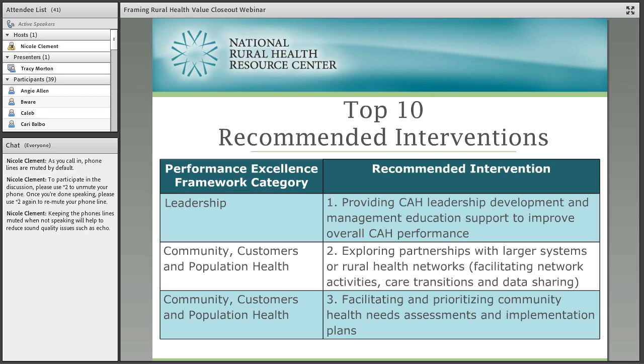So Scott, if you could let us know a little bit about some of the leadership trainings that you've provided in your state, that would be excellent. I know you've done some great work in Hawaii over the recent years on leadership development and management education.